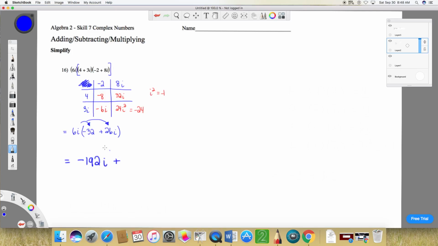and then when I distribute this to the second term, 26 times 6 is 156, but that's 156 times i squared, and since i squared is negative 1, it's going to change that sign. And we have negative 192i minus 156, and we typically want to write it in standard form of a plus bi. Now we're a little bit relaxed on the addition, so really we're treating our standard form as a plus or minus bi.